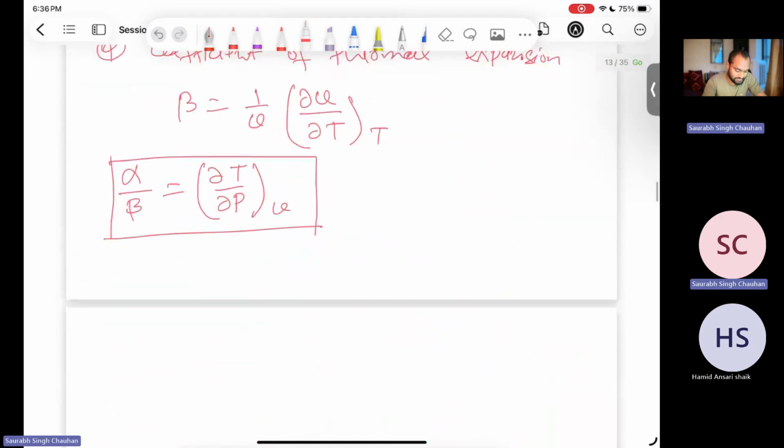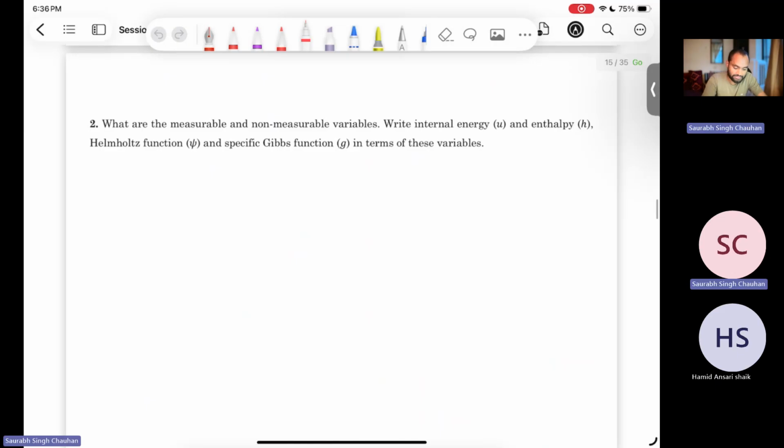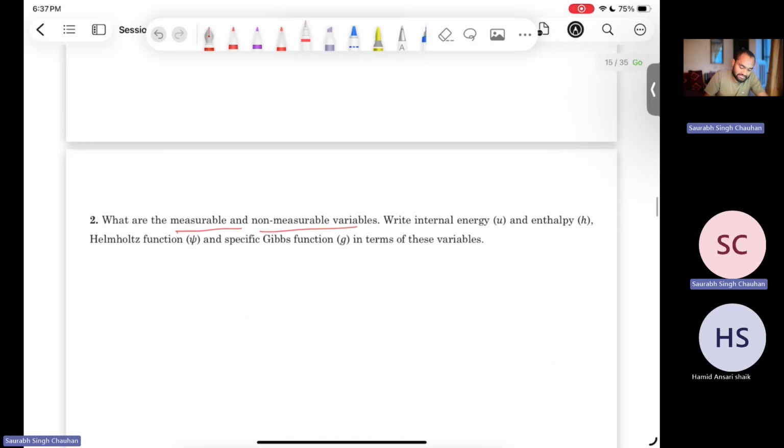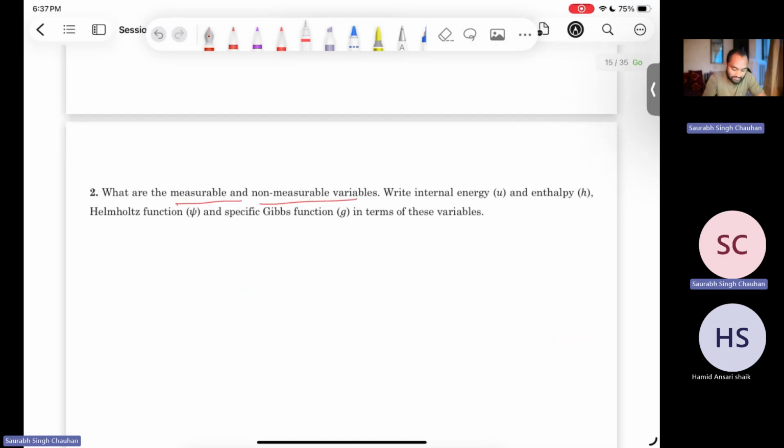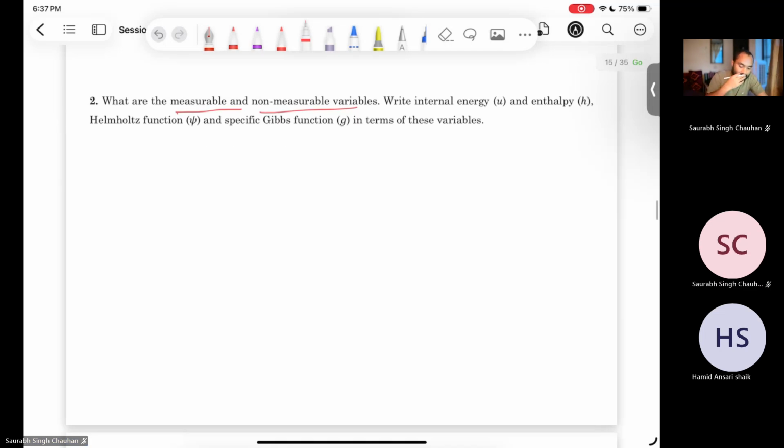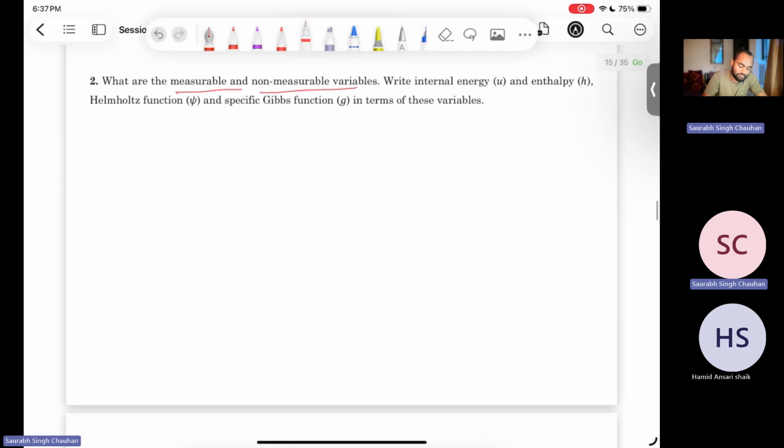Coming to the next question. It says, write the internal energy, enthalpy, Helmholtz function, and specific Gibbs function in terms of the measurable and non-measurable variables that we just discussed. We have already written that when we were deriving these Maxwell's equations, so there is no need to write them again.